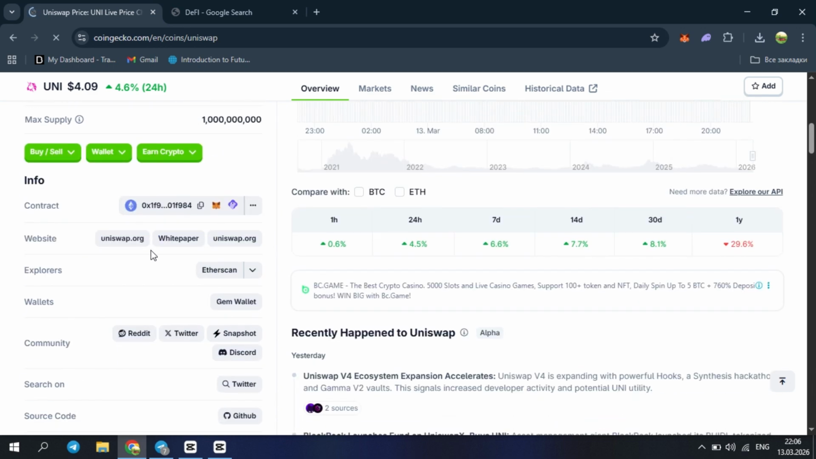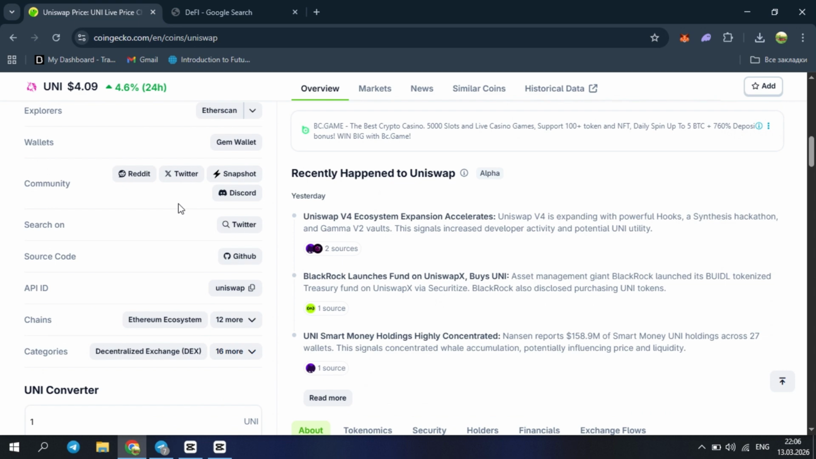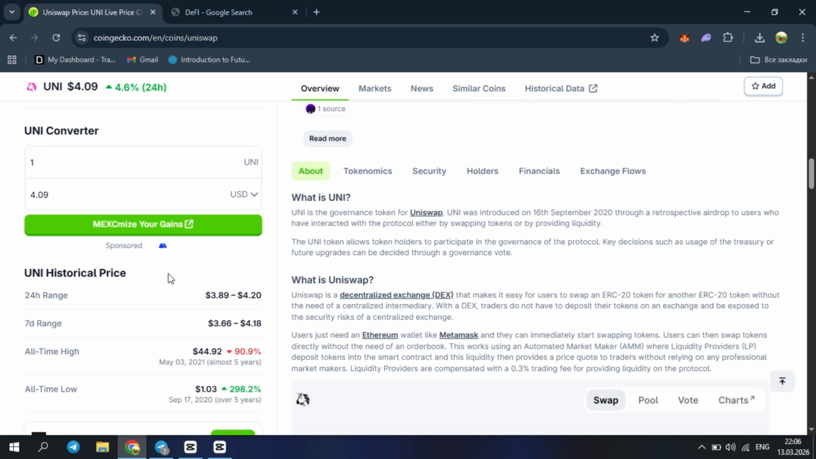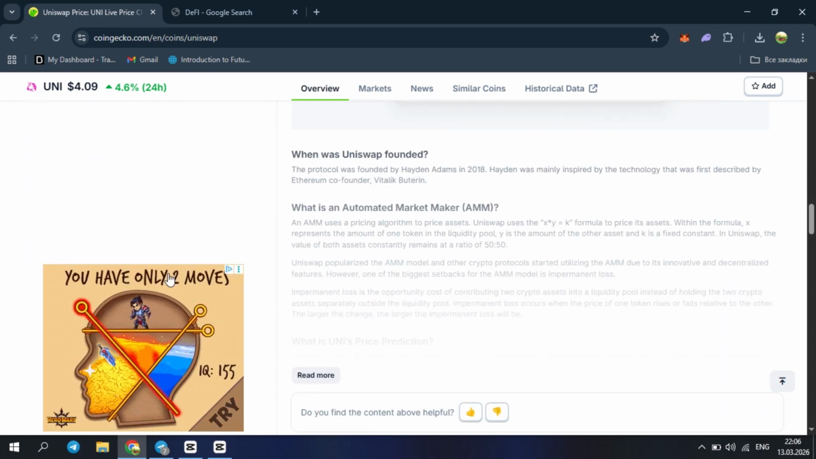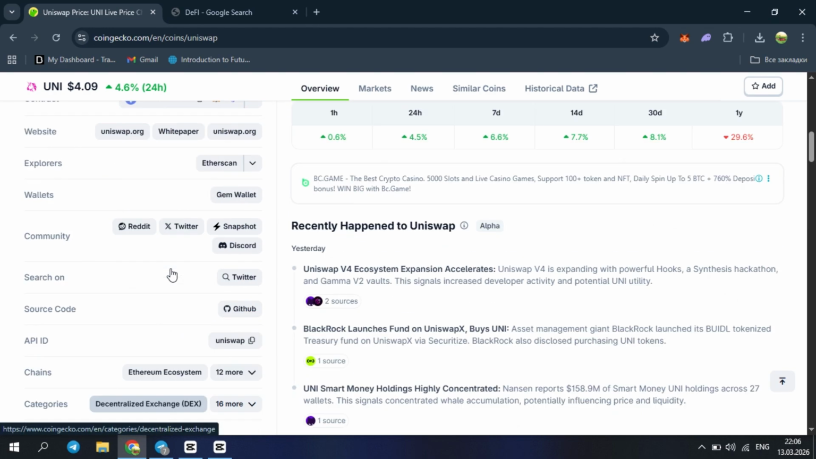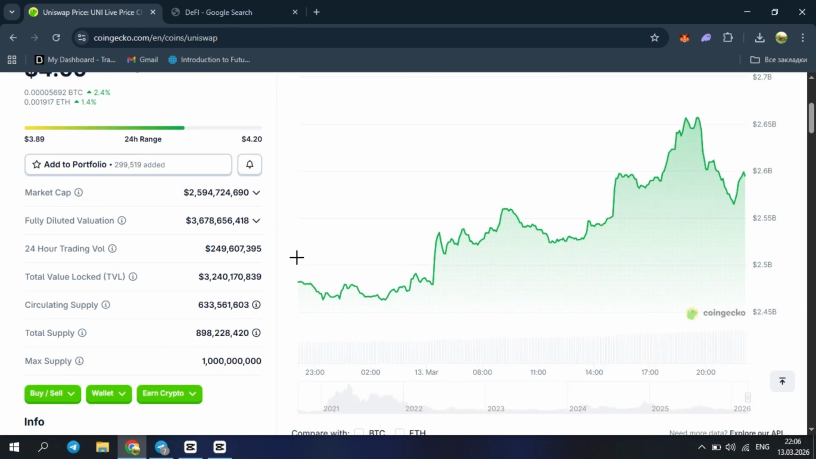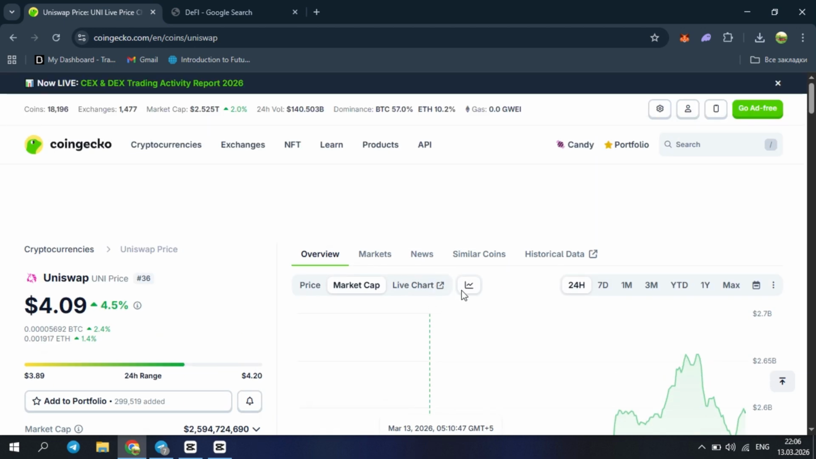Another advantage of using CoinGecko is the ability to observe sector-wide trends. By browsing the DeFi category, users can see which protocols dominate the market, which projects are gaining popularity, how different DeFi tokens compare in terms of market size and activity. This helps investors better understand the overall development of decentralized finance.